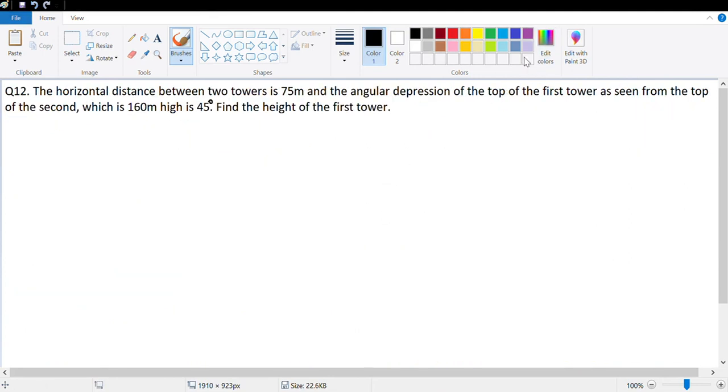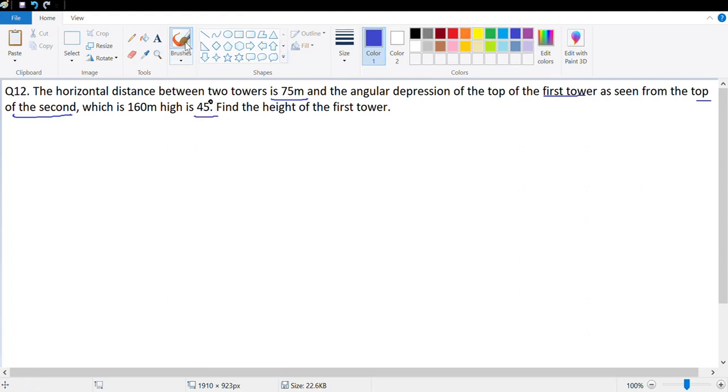Question number 12. The horizontal distance between two towers is 75 meter. Okay, so there are two towers, and the horizontal distance is 75 meter. The second tower is taller, and the angle of depression of the top of the first tower as seen from the top of the second tower is 45 degree.